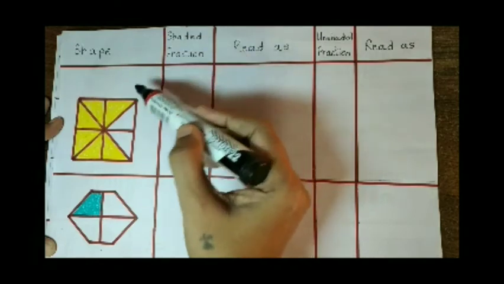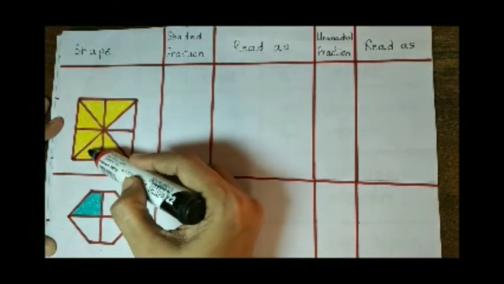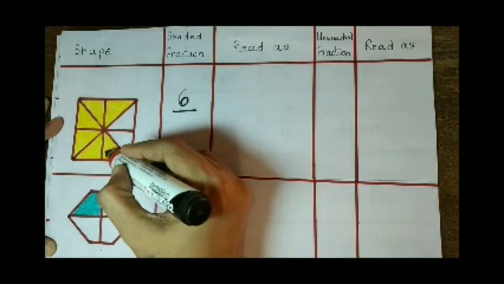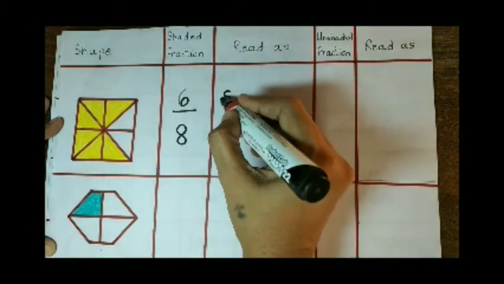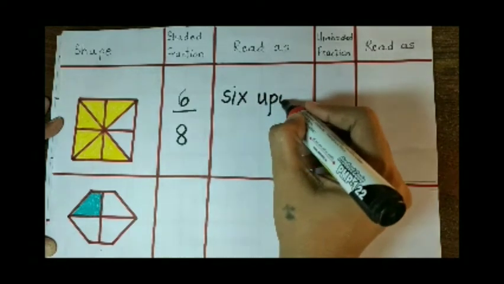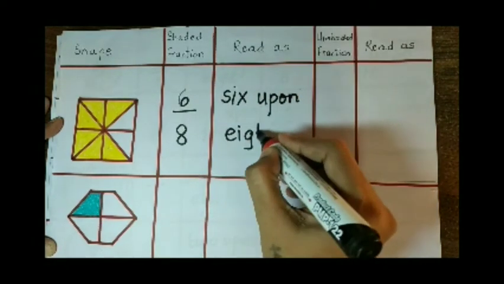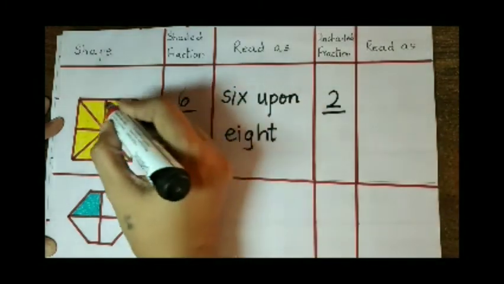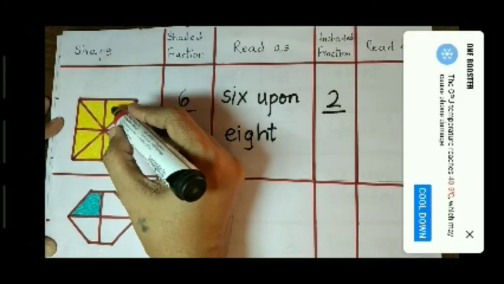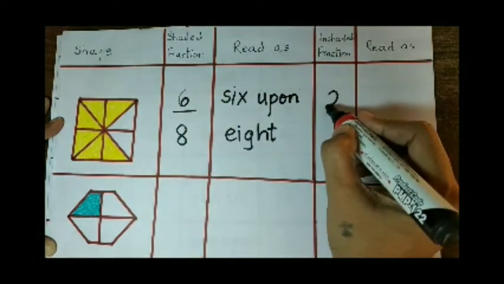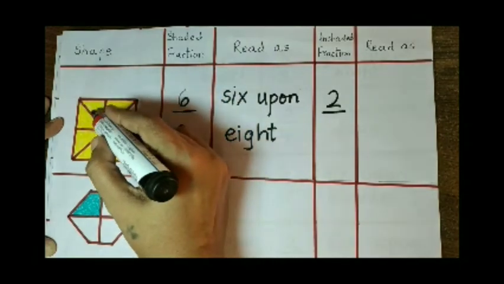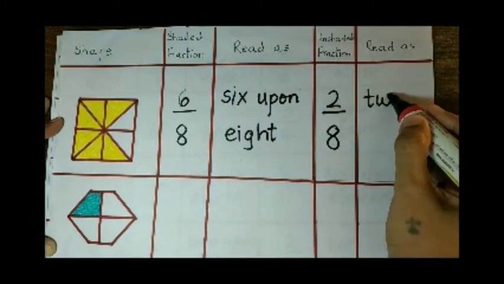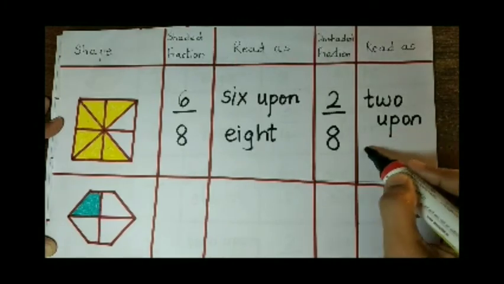Now our next shape, shaded fraction, 1, 2, 3, 4, 5, 6. So 6 upon parts in all, 1, 2, 3, 4, 5, 6, 7, 8. So 6 upon 8. We read it as 6 upon 8. Now the unshaded fraction, the part which is not colored, 2. So 2 upon parts in all, 8. So 2 upon 8, we read it as 2 upon 8.